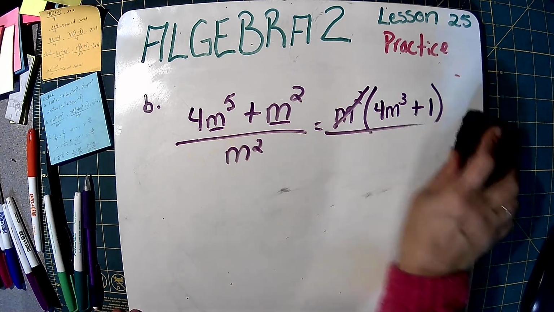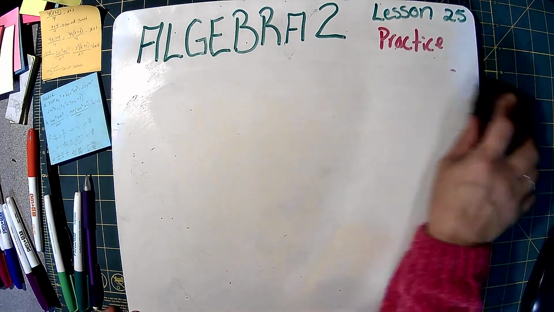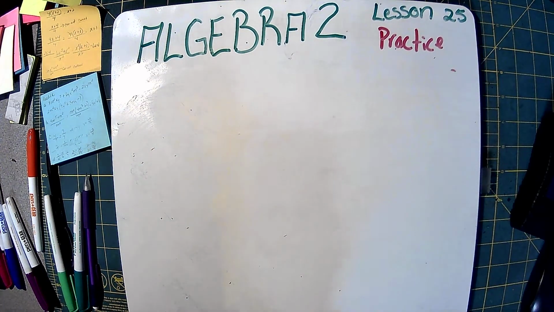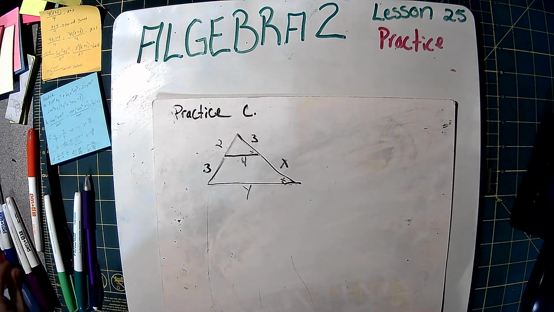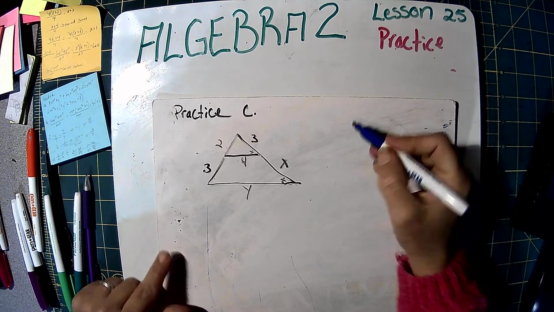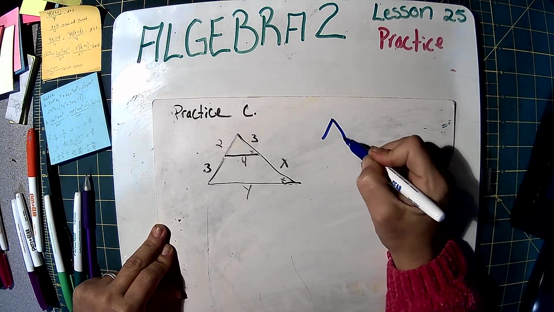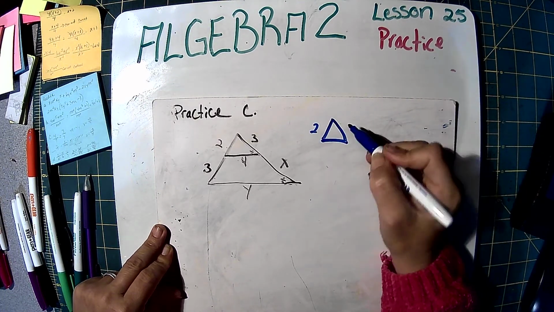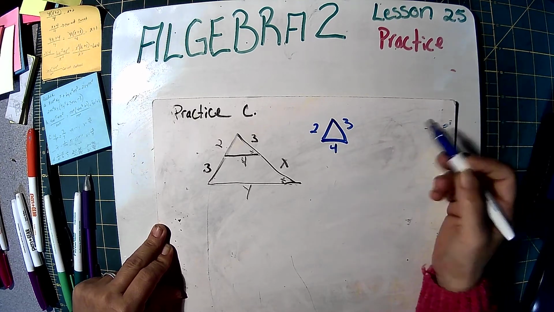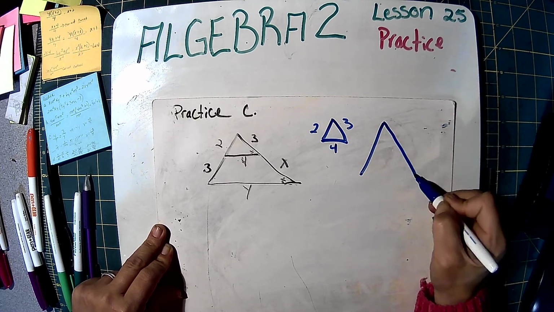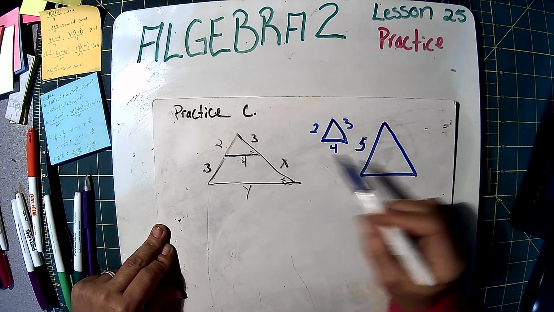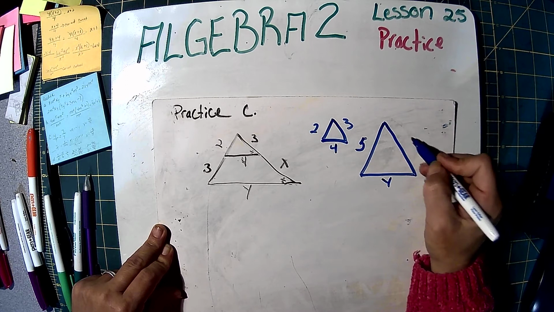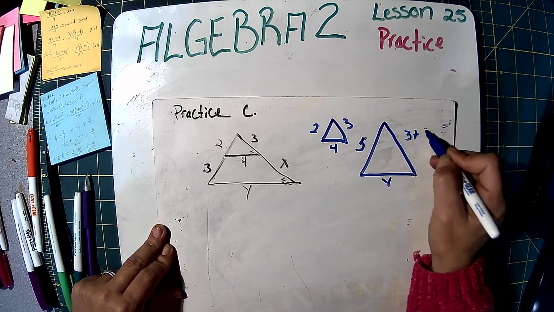It's B. Alright, C. Practice C looks like this. And I could go ahead and pull some of these. So I could say my little triangle looks like that. And it's got a 2 and a 3 and a 4. And then my big triangle looks like that. And it's got 2 and 3 would be 5. And then y. And then 3 plus x.